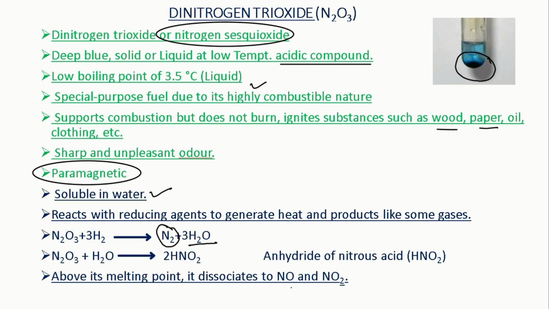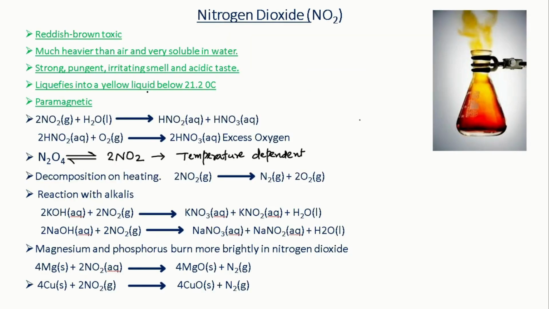So the next one is nitrogen dioxide. It's a very common oxide of nitrogen. It's reddish brown, with a very bad, irritating smell. If you smell it, you will feel very bad, and it has an acidic taste. So it is acidic in nature, and it's paramagnetic. That is also a magnetic property of this oxide, which tells us it is paramagnetic in nature.